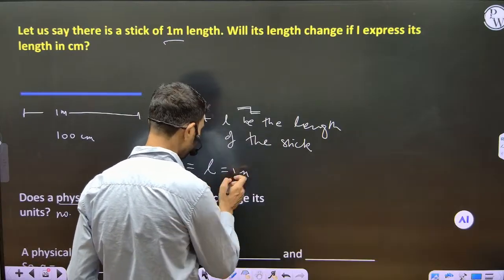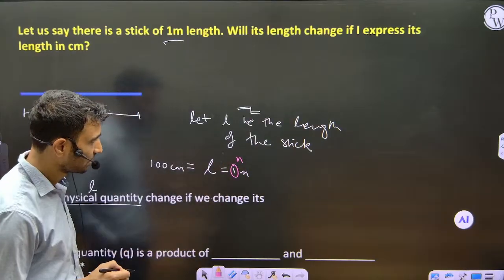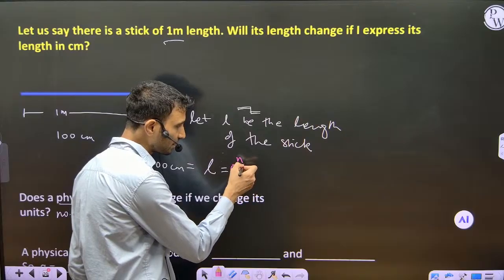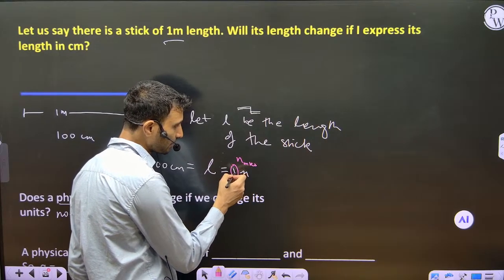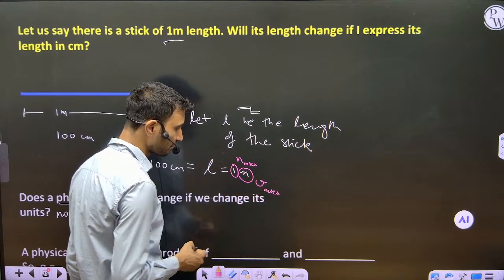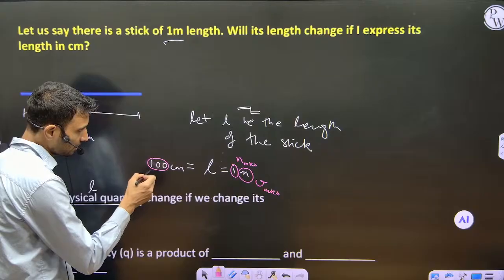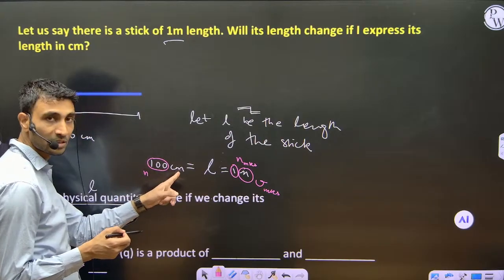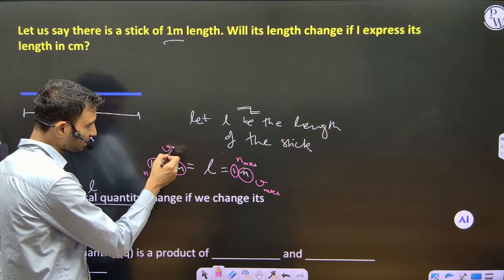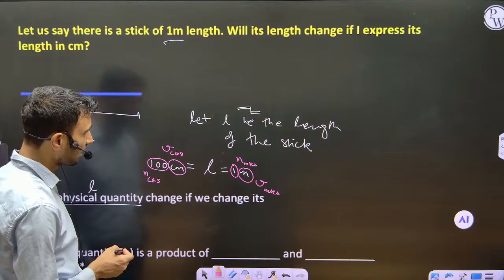And what is this? This is the number. 1 is a number, written in which system? Meter means it is written in MKS. And what is this? It's a unit, written again in MKS. Now what is this? This is also a number, written in centimeter, so that means it is in CGS. This is a unit, written in CGS, right? And they both are equal.